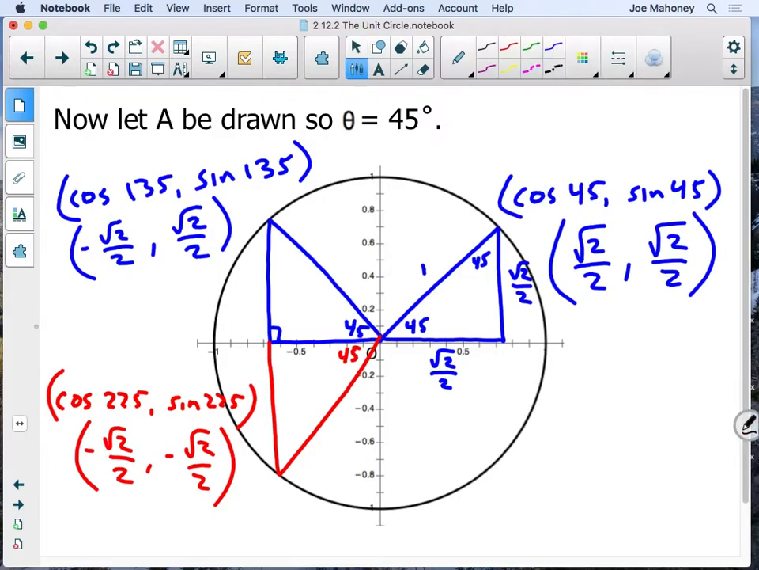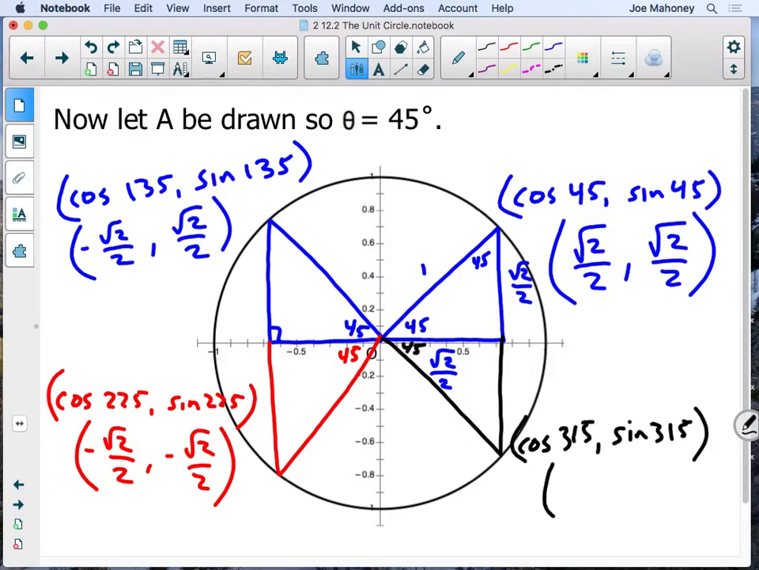And our final triangle, again, we go a full 360, we go back 45. This is 315 degrees. So the point can be represented as cos 315, sine 315. The x value is positive in quadrant number 4, so it's a positive radical 2 over 2 for cos 315. And the sine is negative radical 2 over 2.